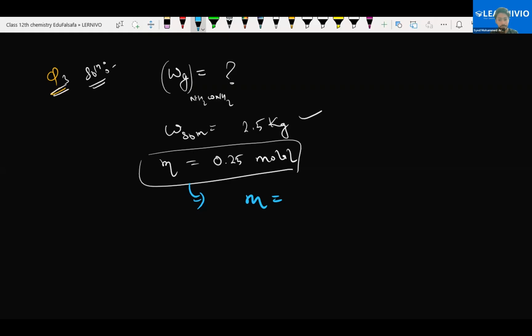Number of moles. Small n stands for the number of moles, divided by the weight of the solvent. Correct. And it should be in kg or in gram? Kg. Correct. So what I observe is that you just need to revise, because you have a very good mind.